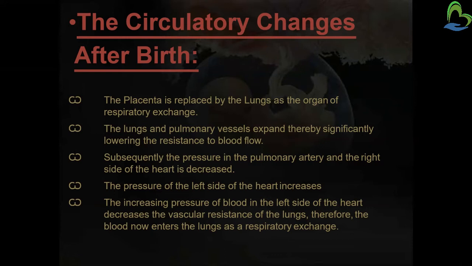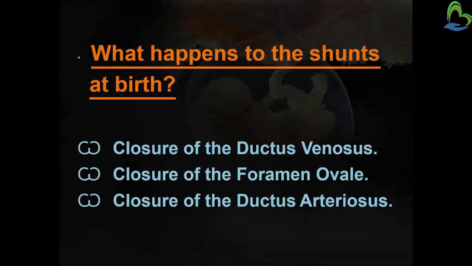By the increasing pressure of blood flow in the left side of the heart, the vascular resistance of the lungs decreases. So therefore the blood now enters the lungs for respiratory exchange. By this, the respiratory function starts. Okay, so these are the circulatory changes that occur after birth.